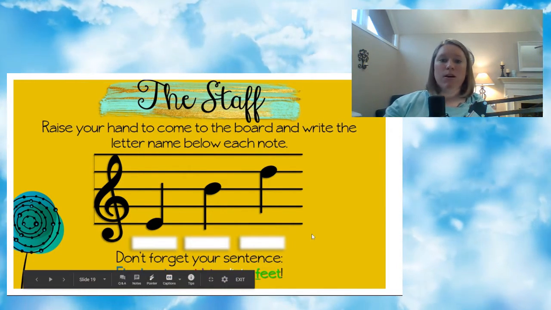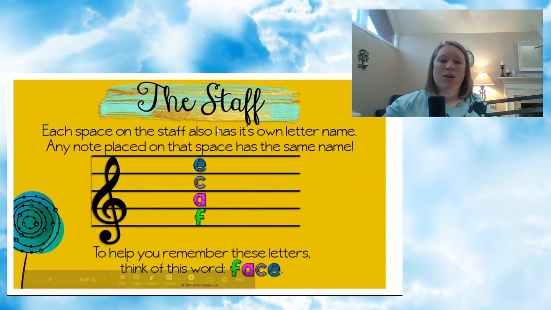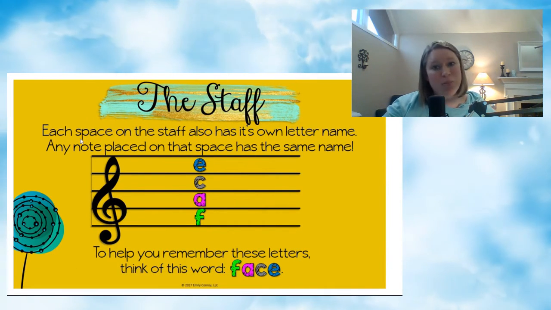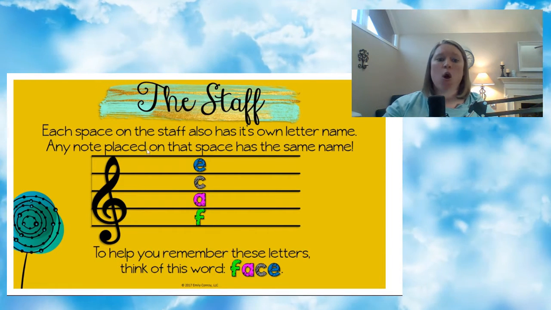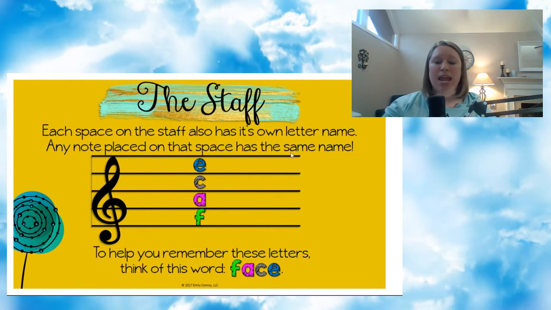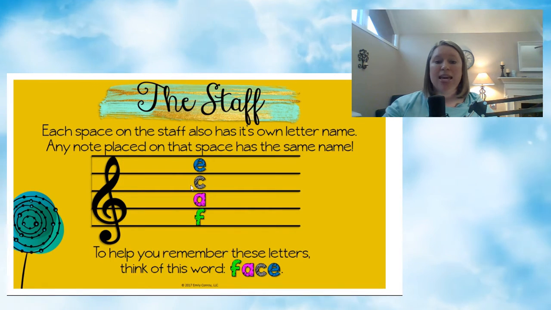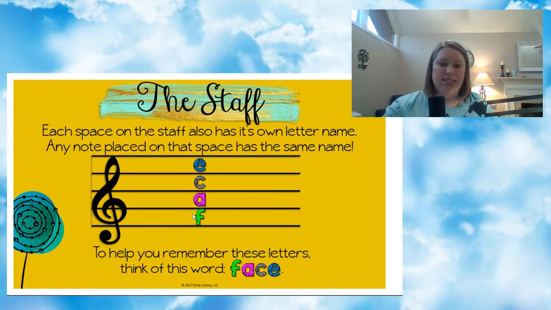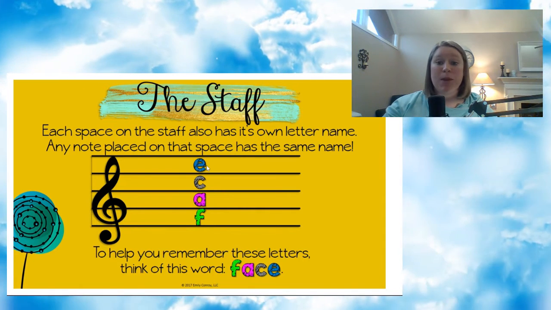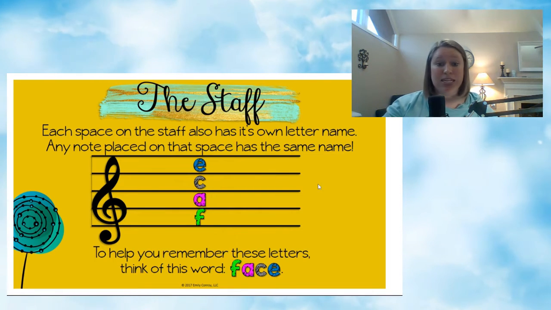Fantastic job. All right, so let's talk about some spaces. Each space in the staff also has its own letter name. You got to be careful. Don't get confused with the lines and the spaces. Any note placed on the space has the same name. So first space is F, second space is A, then C, then E. What does that spell? Face. F-A-C-E. The spaces spell face. It rhymes. Face, space. Yeah, it's easy peasy.